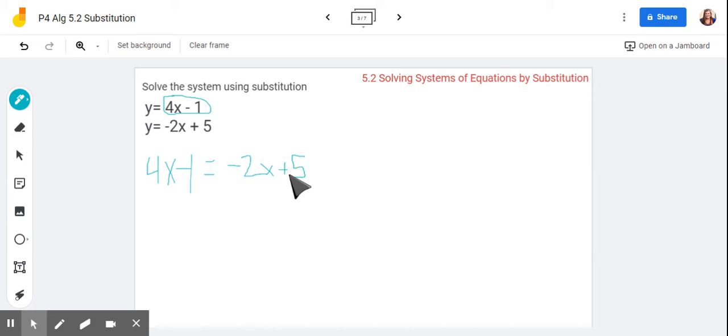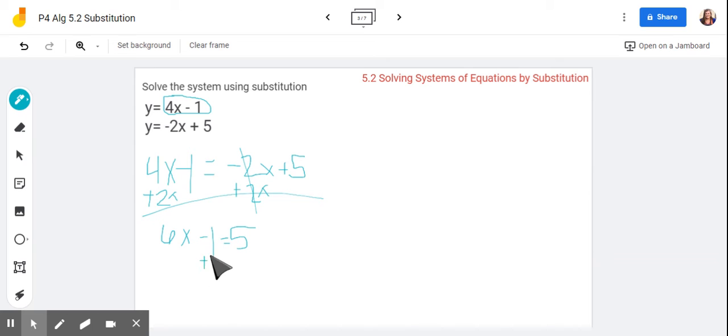Now I'm going to solve for x. So I'm going to move my 2x over to the other side. That way my x stays positive. And 4 plus 2 gives me 6x. And then the negative 1 comes down. These 2's cancel, and I'm left with 5.